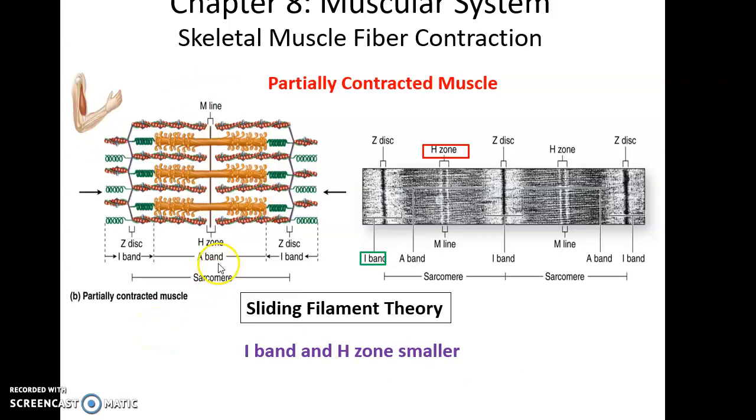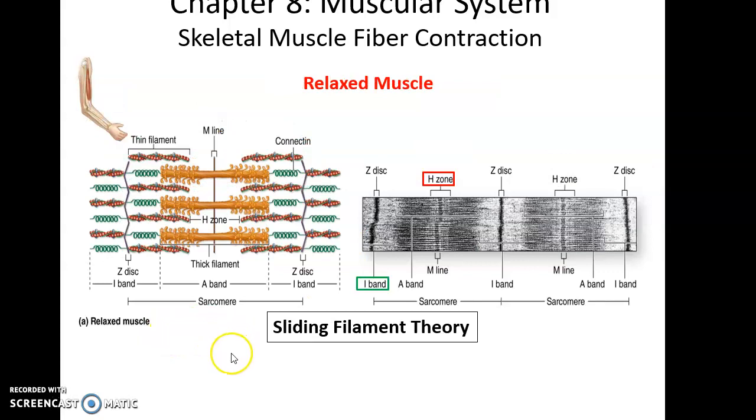Start to relax, the thin filaments slide back, separating. Now we've got H zones and I bands again. Get fully relaxed. The I bands are now back as far as they can get, and we have the sarcomere as wide as it's going to get, the muscle as relaxed as it's going to get.